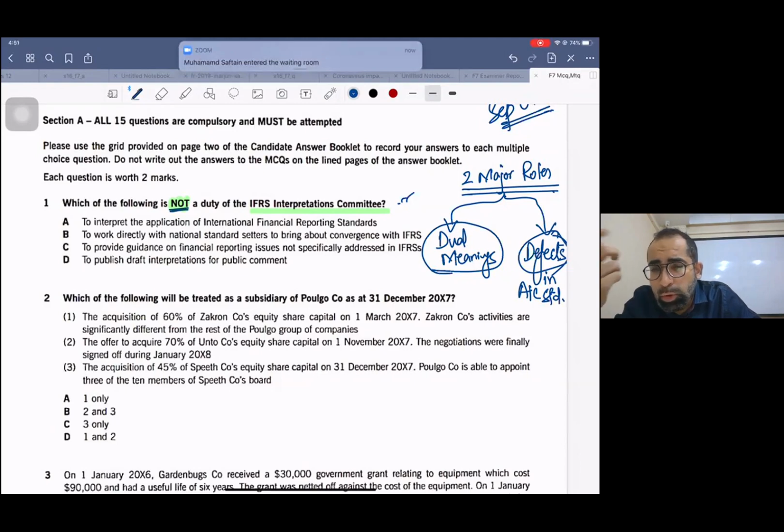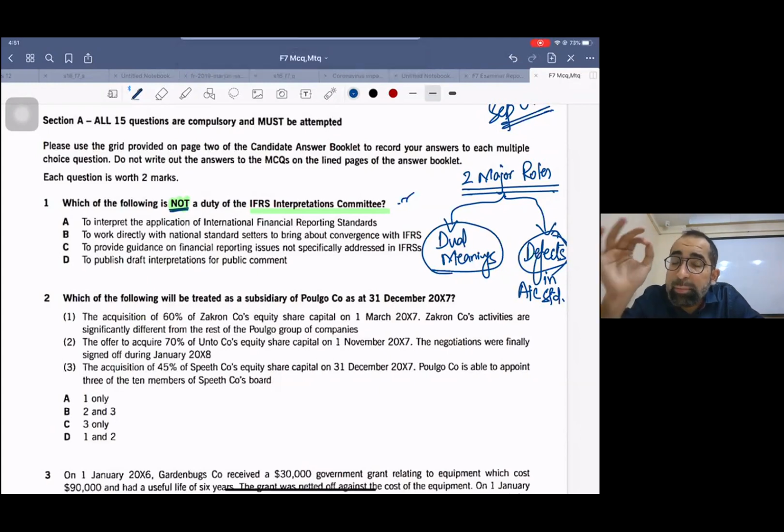International Accounting Standard Board members are human beings, so there may be some small errors, some small problems in an accounting standard. When these complaints come to the Accounting Standard Board, they immediately issue an interpretation. They immediately correct and fix that problem. So this is the second role of the interpretation committee: if there are small defects in an accounting standard, they just correct it through interpretation. So these are the two major roles.